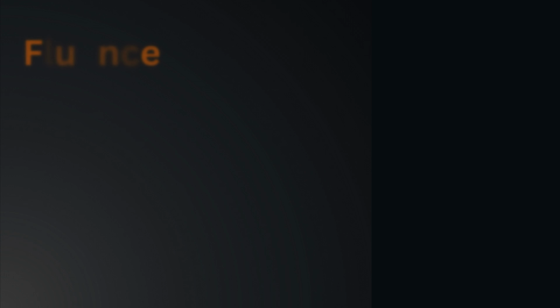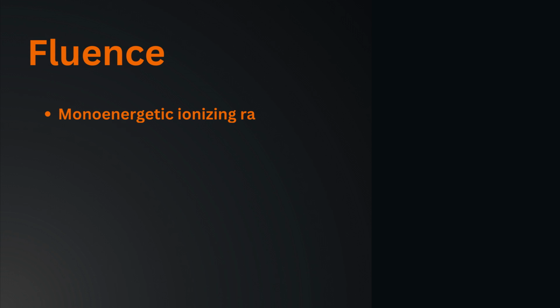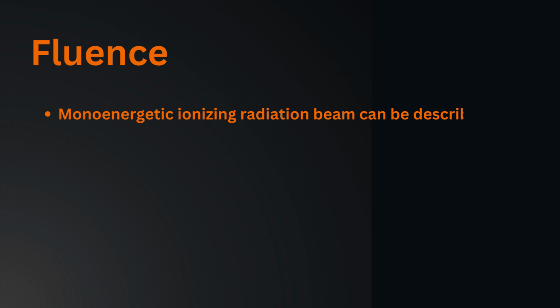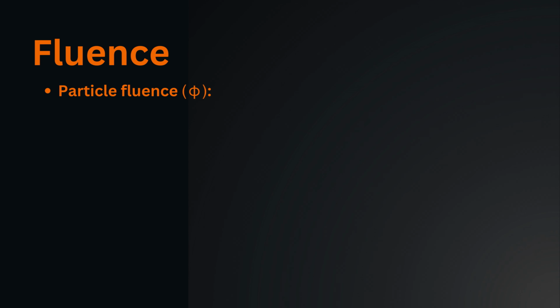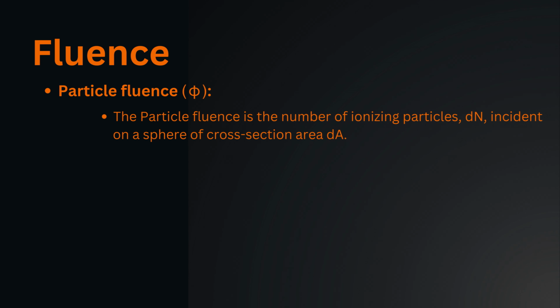Let us start with the fluence. If there is a monoenergetic ionizing radiation beam, this beam can be described by the following quantities: particle fluence, energy fluence, particle fluence rate and the energy fluence rate. Particle fluence. The particle fluence is the number of ionizing particles, dN, incident on a sphere of cross-section area dA.